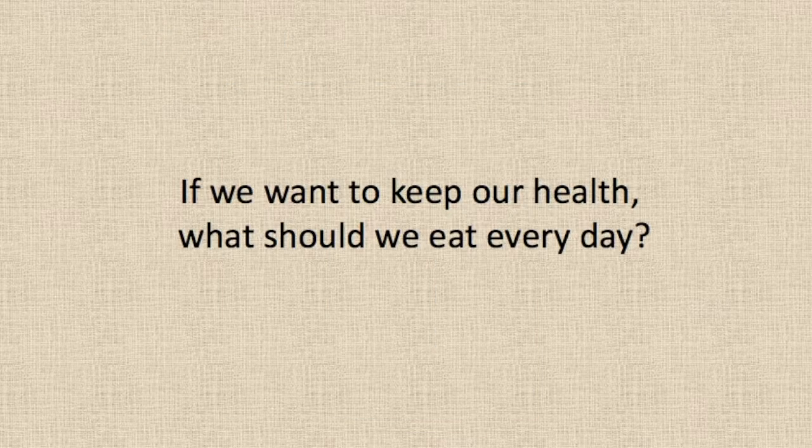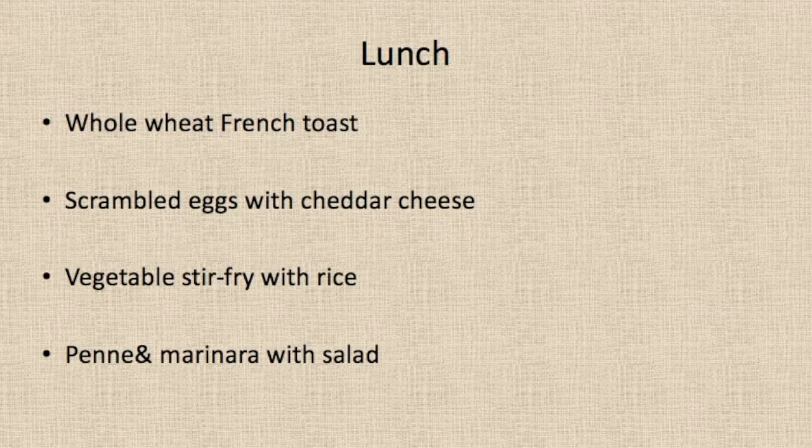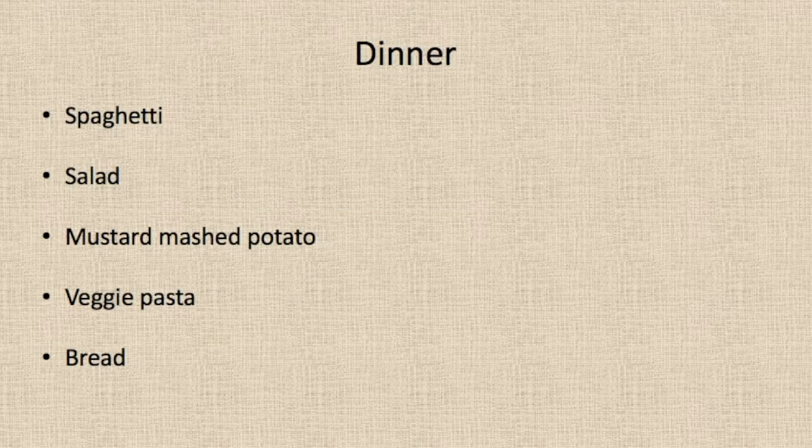If you want to keep our health, what should we eat every day? In other words, how to make a balanced diet. For breakfast, a toasted English muffin, grains, cereal with milk, and a piece of fresh fruit are recommended. About lunch, we can eat whole wheat French toast, scrambled eggs with cheddar cheese, vegetable stir fry with rice, pasta and marinara with a salad. Finally, we can have some spaghetti, salad, mustard, mashed potatoes, veggie pasta, and bread for dinner.